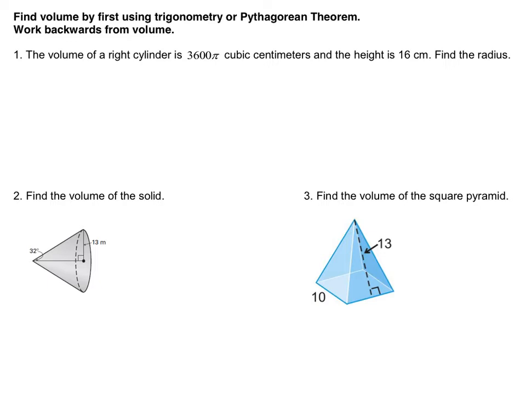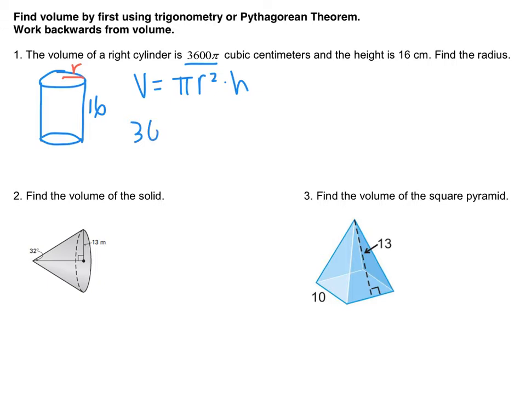We are given the volume of a cylinder, and we know the height, but we want to find the radius. So I'm just going to draw our cylinder here as best I can. So we know the height is 16, but what we don't know is the radius. So our volume formula for a cylinder is pi r squared times the height. And they tell us the volume is 3600 pi, and that equals our volume formula.